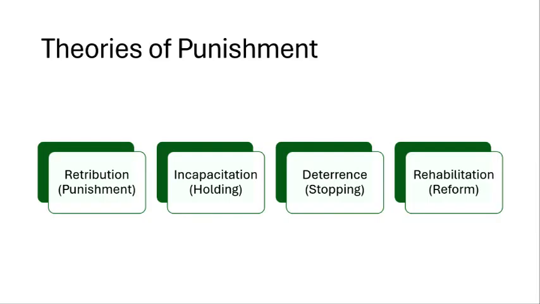Incapacitation means physically holding. This looks like incarceration, placing somebody in prison. Deterrence, the theory of this punishment, is that you are stopping future criminal behavior from happening. Your punishment is severe enough that other people won't want to commit the crime. And then rehabilitation is that reform aspect, the idea that through several different modes and ways of operating, the overall outcome is not just to punish you, but to make you a fully functioning member of society once again.